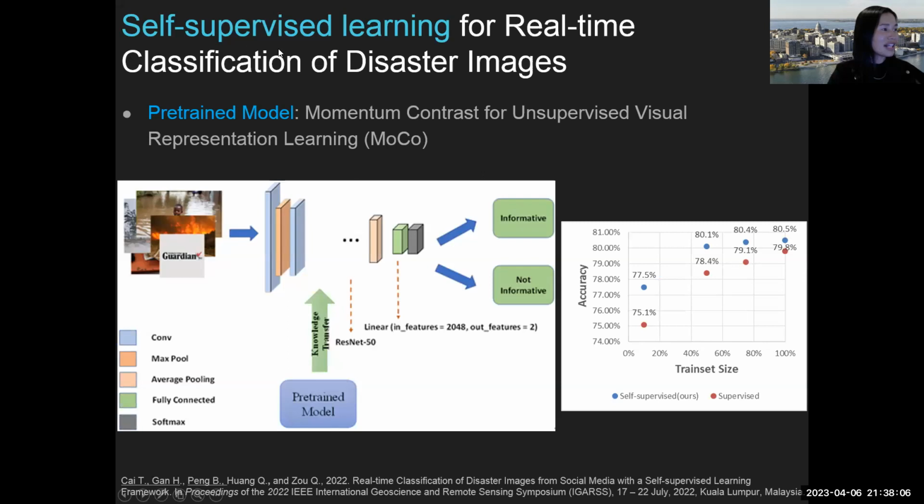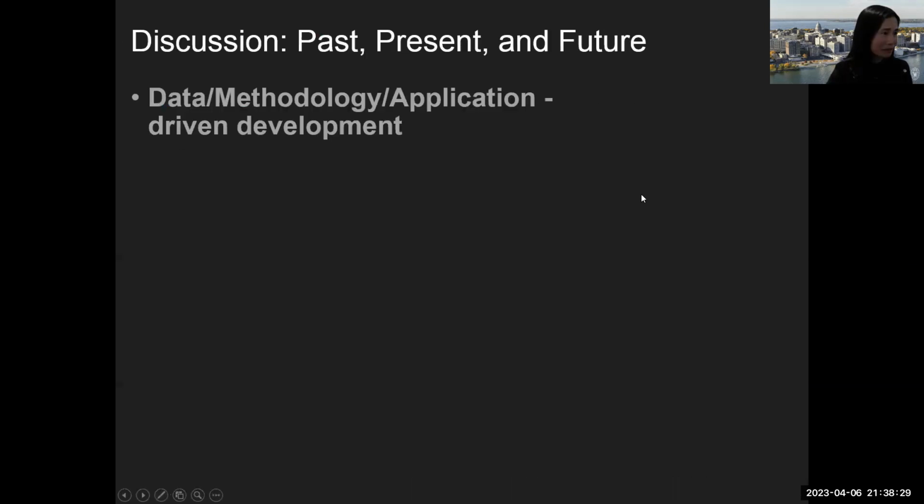Another activity we did is image classification of different categories, right? We utilize self-supervised learning based on a pre-trained model, MOCO. Compared with traditional supervised learning, our model even achieves relatively higher performance while classifying images as informative and not informative.